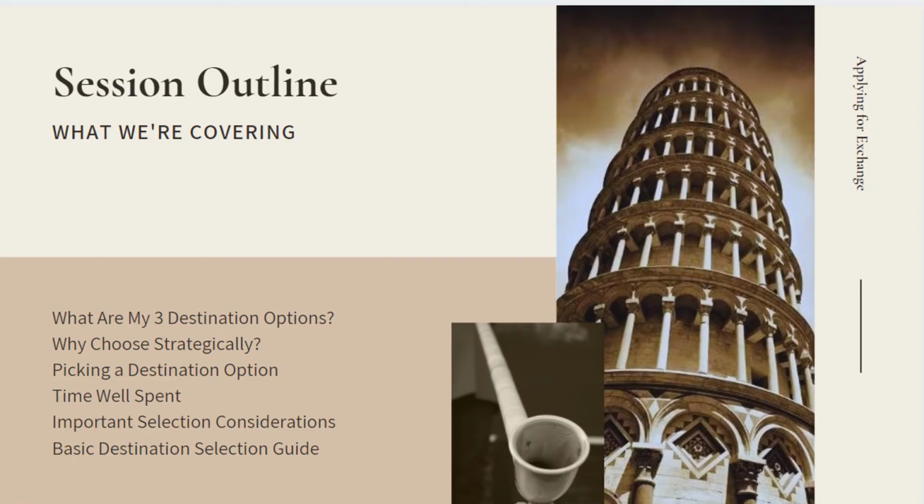So here is a quick rundown of today's session. We'll explain more about the three destination options required for your exchange application. We'll discuss why it's important to choose these strategically and just how to do that. We'll talk about how you should select destination options for exchange. We'll also explore how to best use your time to research options wisely. We'll go over key considerations, and then we'll finish up with the basic destination selection guide.